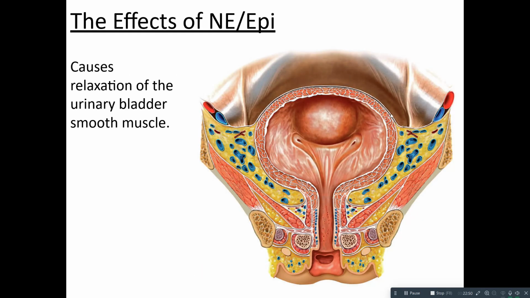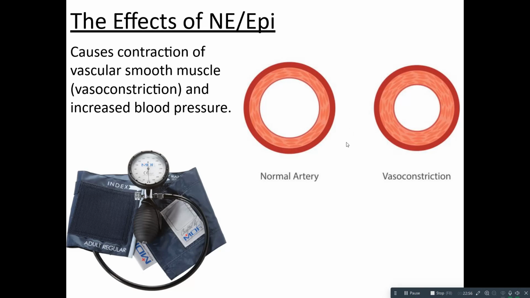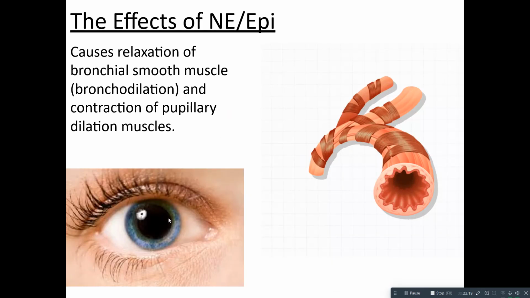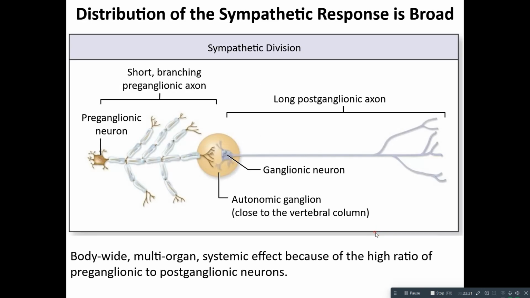Other effects include relaxing urinary bladder smooth muscle, causing arterial vasoconstriction, which is going to raise blood pressure, causing sweat glands to make more sweat, causing arrector pili muscles to contract, giving you piloerection or goosebumps, causing pupillary dilation, as well as dilation of bronchioles, airway smooth muscle relaxing. So those are some major effects of the sympathetic system.